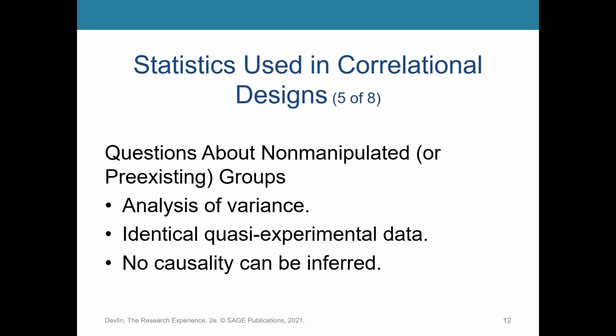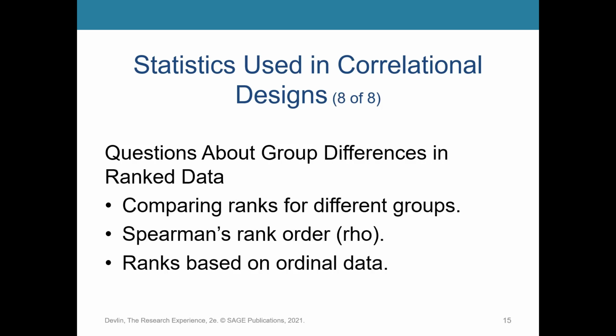You could also use an analysis of variance, and it's very similar to when you do it for a quasi-experimental design. You're evaluating the difference between two or more groups, but remember, here you can't infer causation. You can also compare group differences in ranked data, and you could use Spearman's rank order analysis.